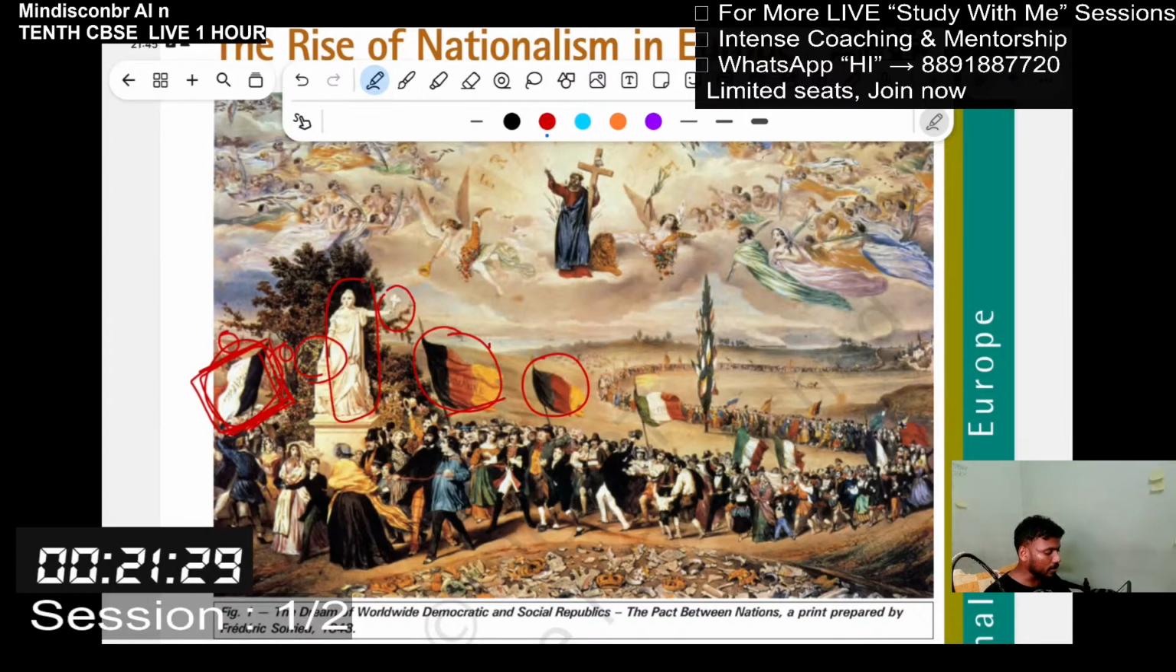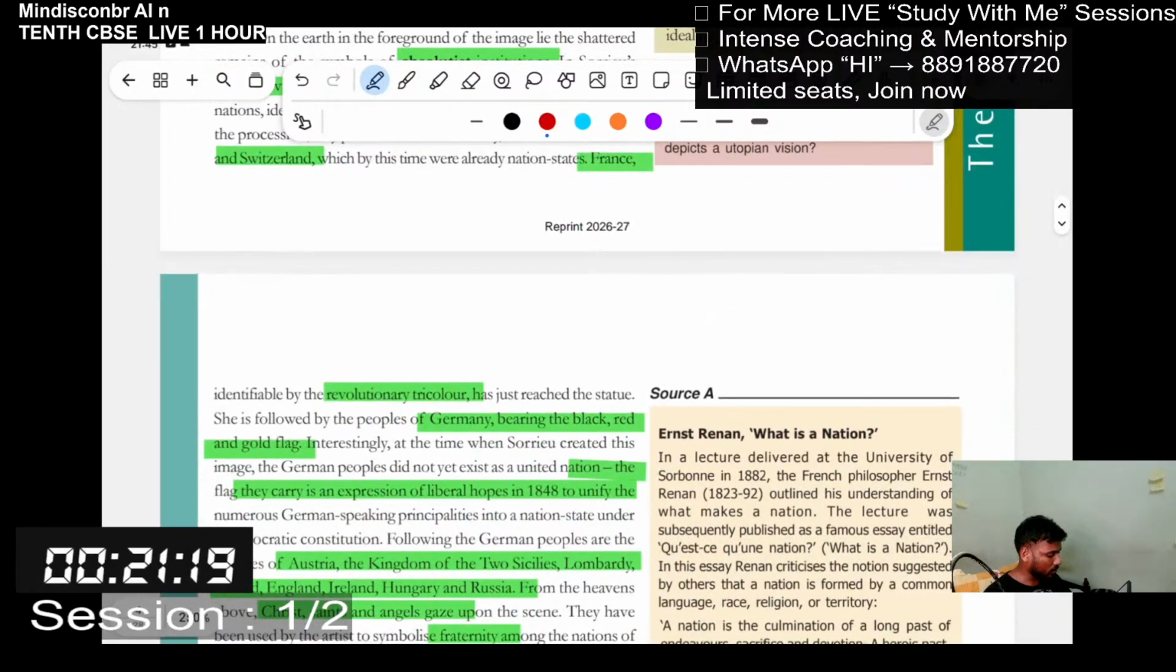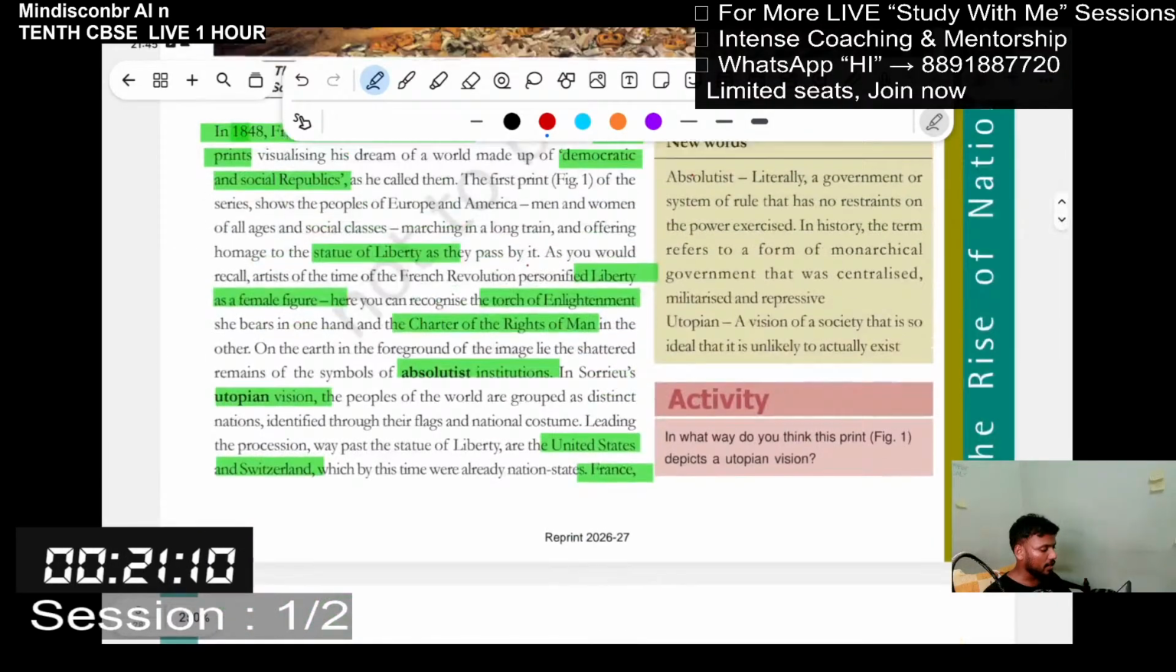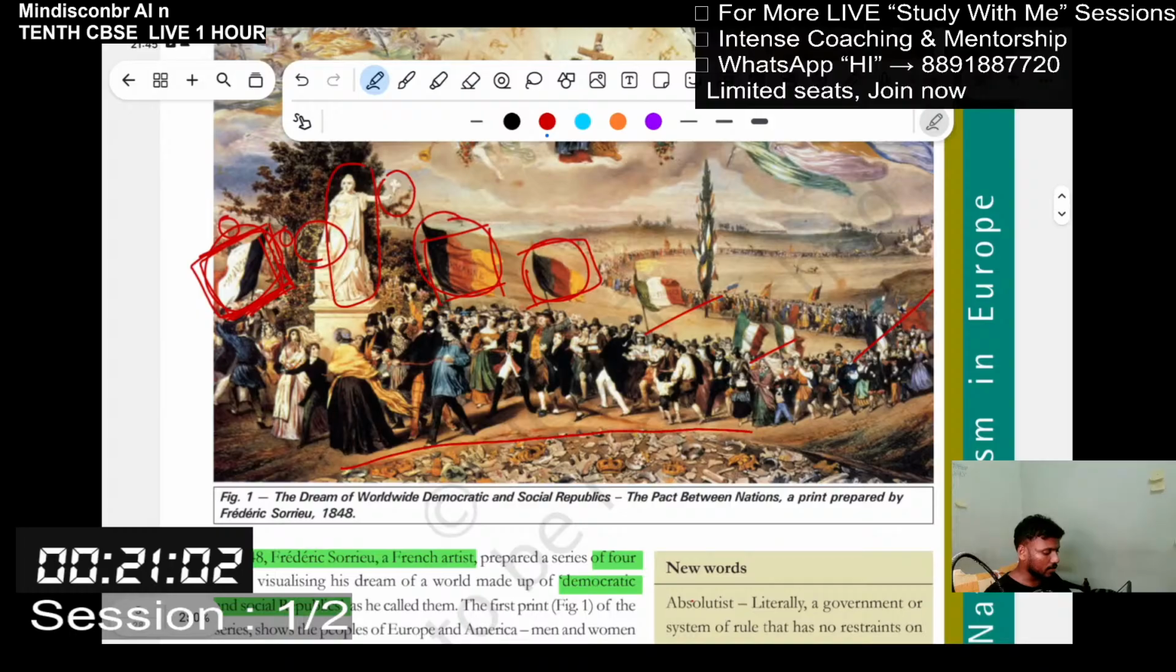And here you can see Germany, and Germany is followed by Poland, Hungary, Lombardy, Austria, the Kingdom of Two Sicilies, England, Ireland, Russia. They are following Germany. They are at the back of Germany. And here you can see what is this.